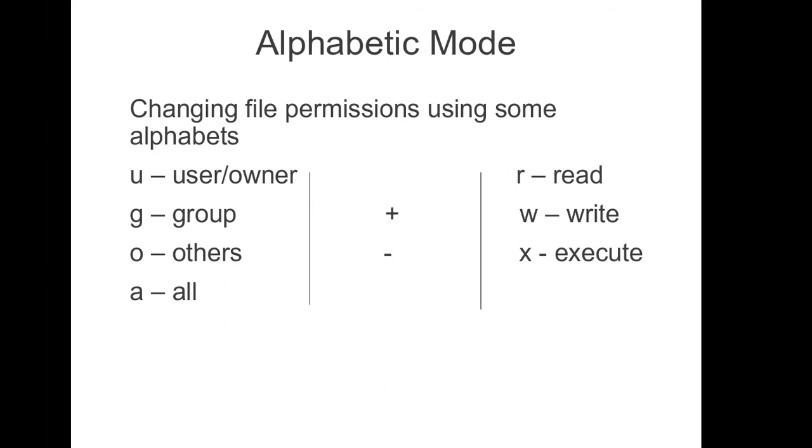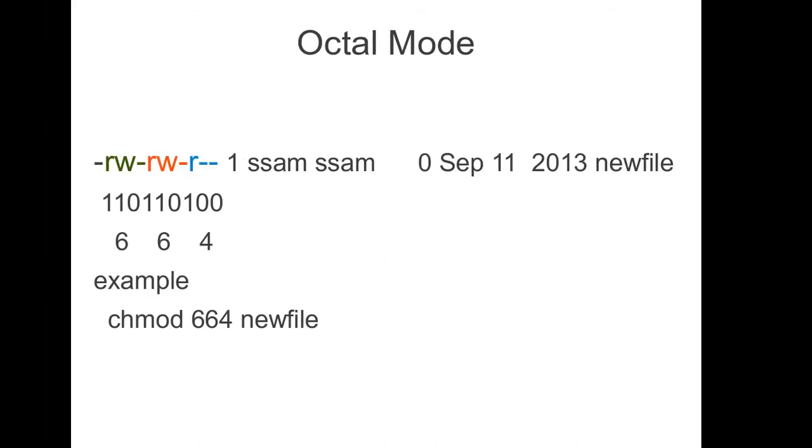In the second section we can see a plus or minus sign just for adding or subtracting a right. Finally, we have the read, write and execute permissions, which are given by R, W and X respectively. In octal mode, things are a bit more complicated. If you have a look at the output for a long listing format of the list command, you can see it's like this.